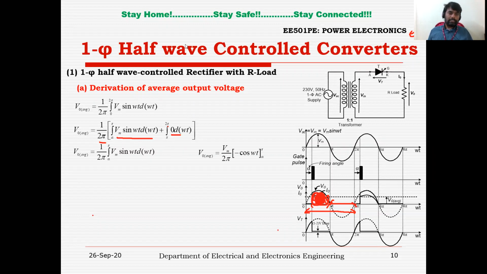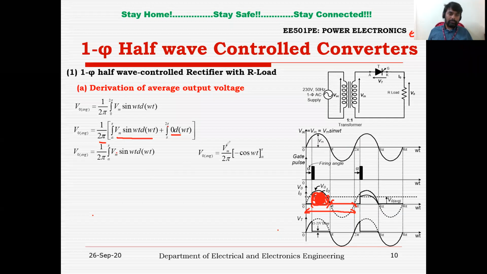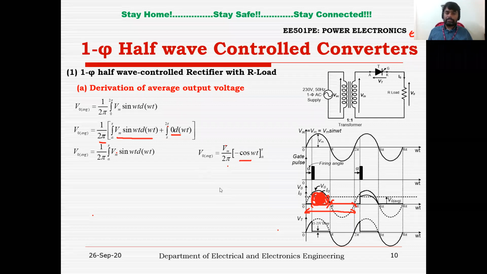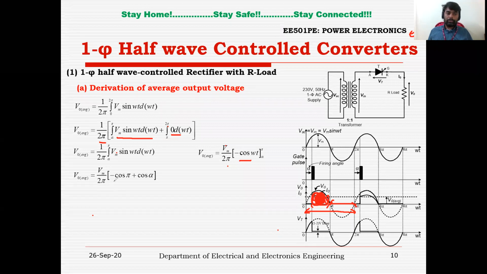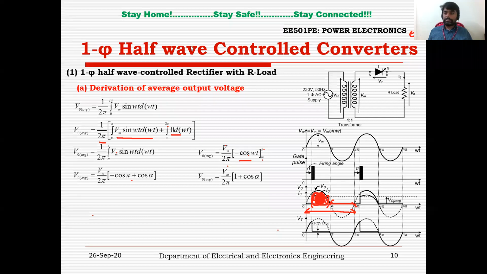Now I can take Vm common, it is Vm by 2 pi here. The integration of sin omega t is minus cos omega t, and you just take the upper limit and lower limit. Substituting, Vm by 2 pi times minus cos pi, minus, minus cos alpha. And you all know that cos 180 is equal to minus 1. So minus of minus 1 gives plus 1. Vm by 2 pi times (1 plus cos alpha), which is the average output voltage.